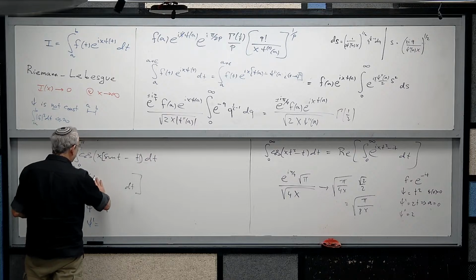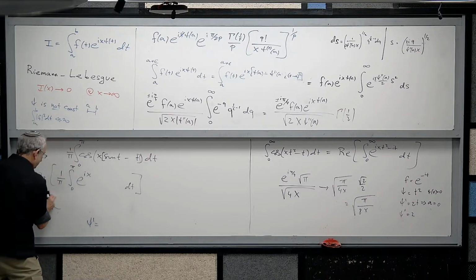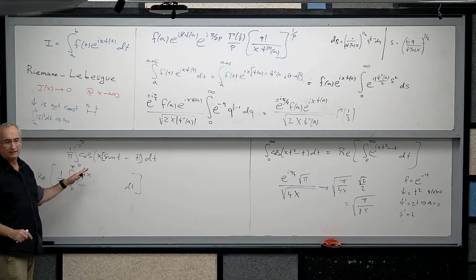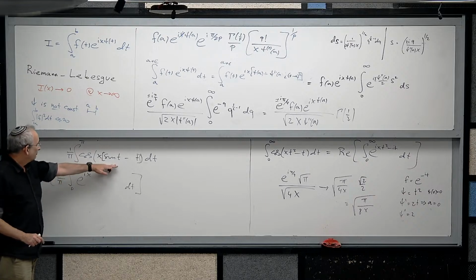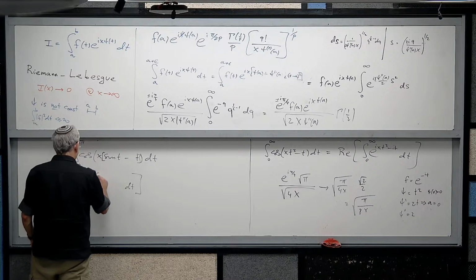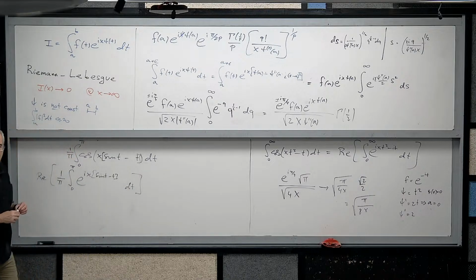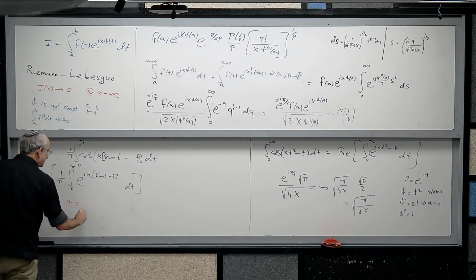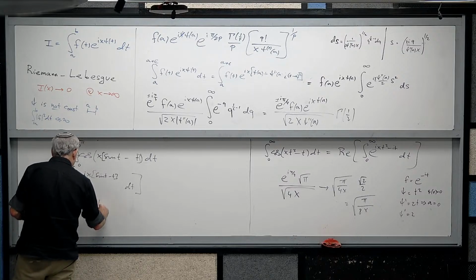Again, it is connected to Bessel functions, but as an example for the use of the stationary phase approximation, we want to estimate this. So now we have e to the i x times (sine t minus t) dt. What goes to infinity? X goes to infinity, so f is 1. F is 1, and psi is sine t minus t.